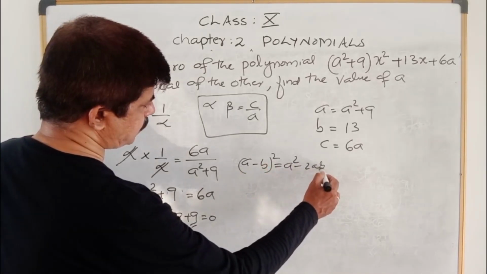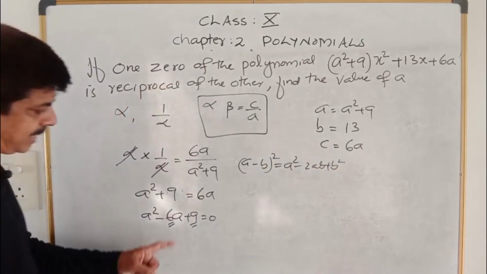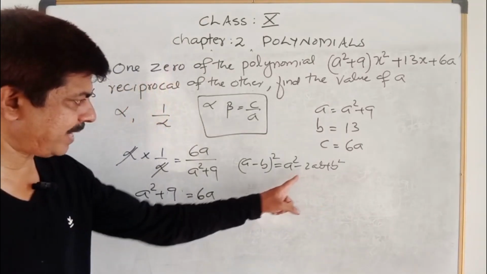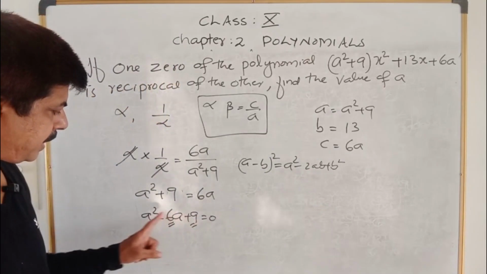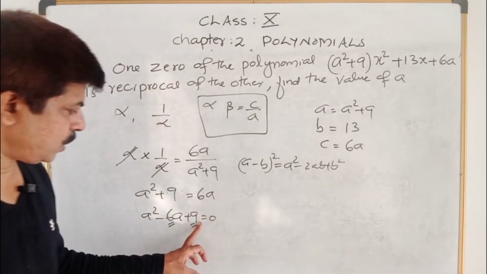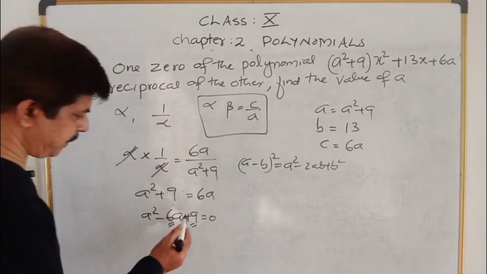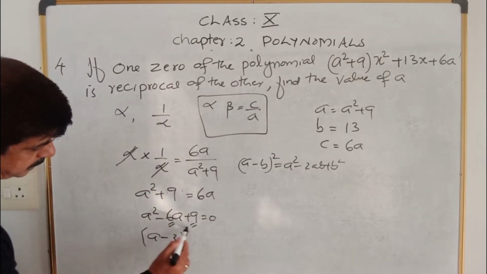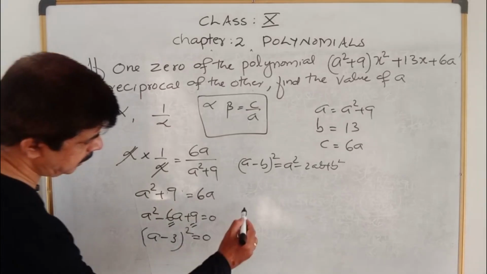What is a minus b whole square? A square minus 2ab plus b square. This is similar to this. How do you know that 9 is a square number? Because the square root of 9 is 3, and 2 threes are 6, the middle term we get. So we write a minus 3 whole square is equal to 0.